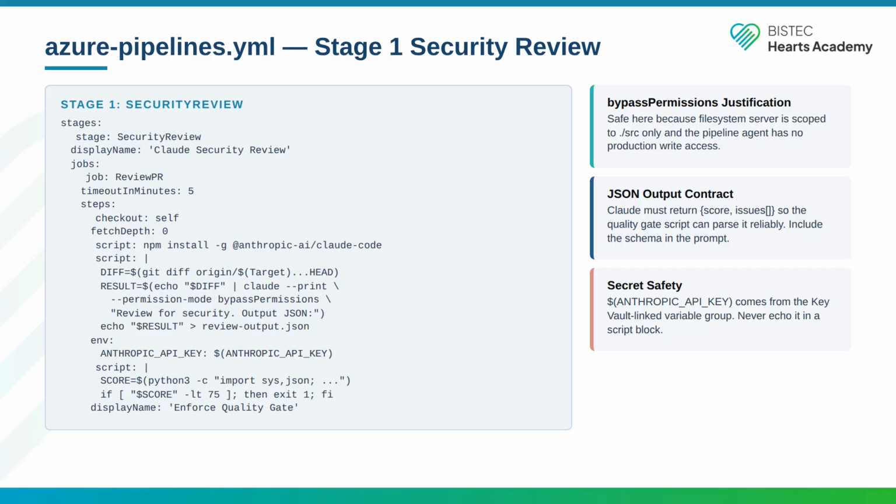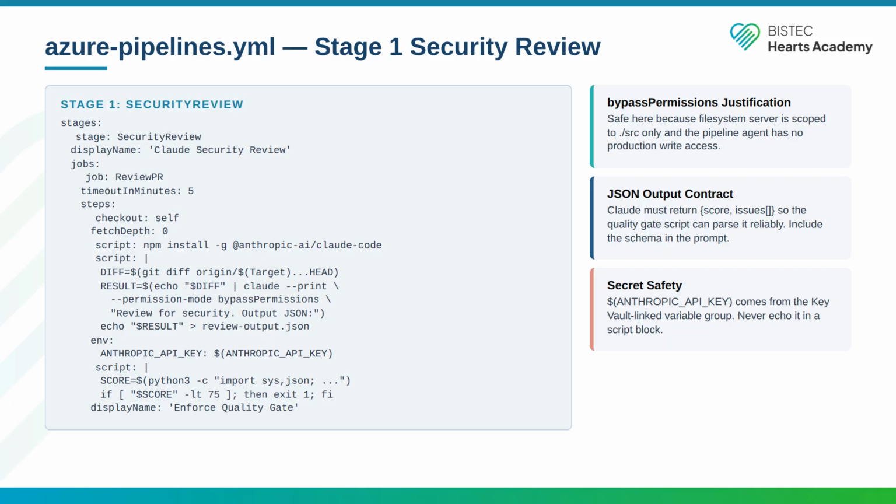The diff is captured with head -c 50000 to truncate it at 50 kilobytes. This prevents hitting Claude's context window limit on large pull requests. For most teams, 50 KB covers the relevant changed code. Adjust this limit based on your typical PR size.